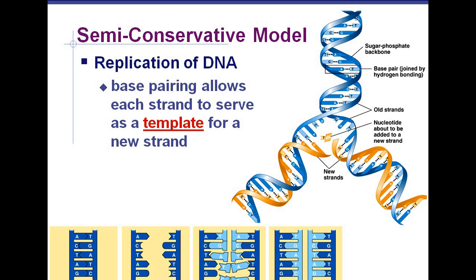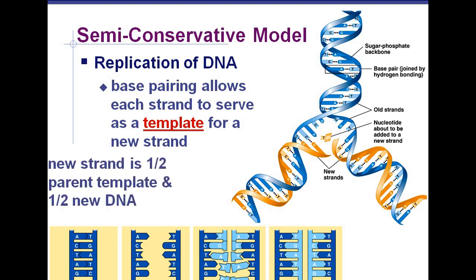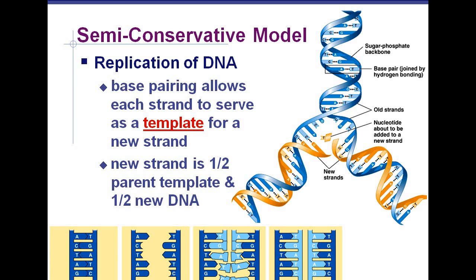The base pairing allows each strand to serve as a template for a new strand. The new strand is half parent template and half new DNA. So if we look into this picture, the blue color strand shows the old strand and the orange color shows the new strand. This is the parent DNA which is separated for the process of replication, and on both of these old strands the new strand is formed.